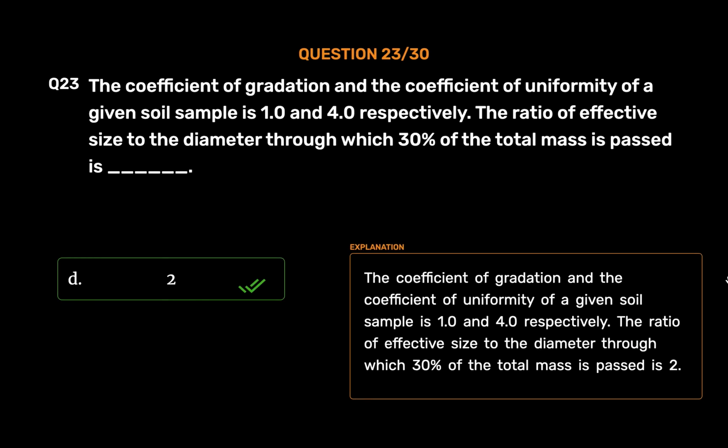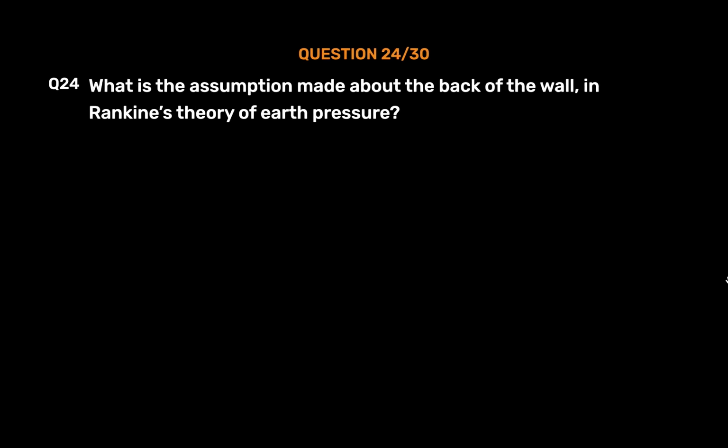2. The coefficient of gradation and the coefficient of uniformity of a given soil sample is 1.0 and 4.0 respectively. The ratio of effective size to the diameter through which 30% of the total mass is passed is 2. Question number 24. What is the assumption made about the back of the wall in Rankine's theory of earth pressure?